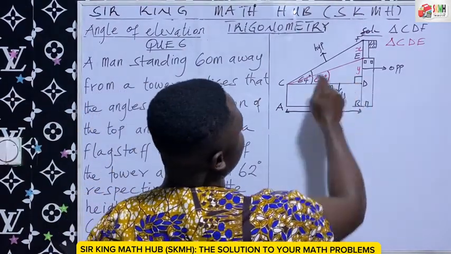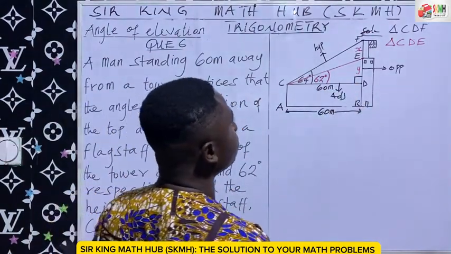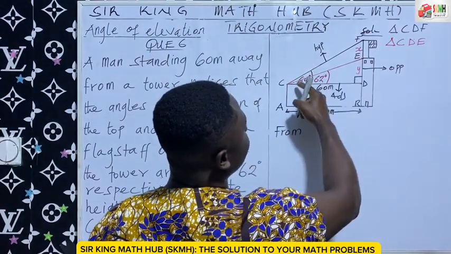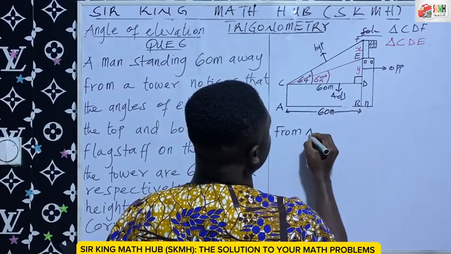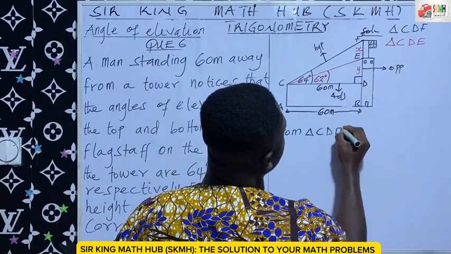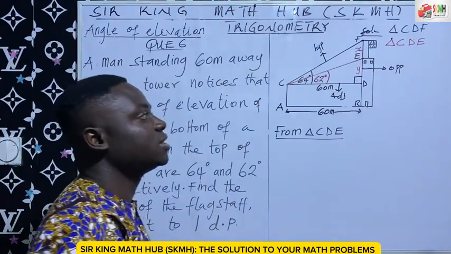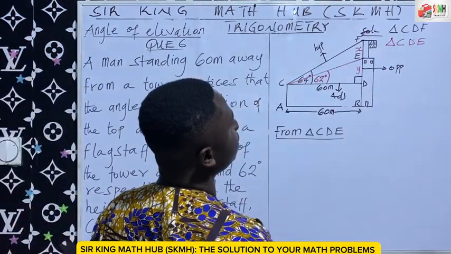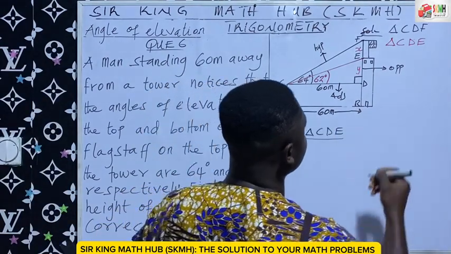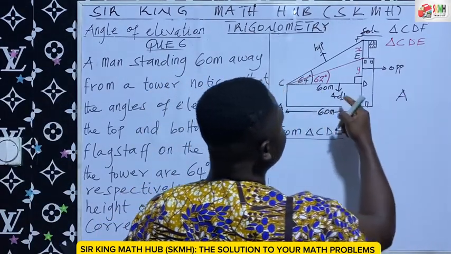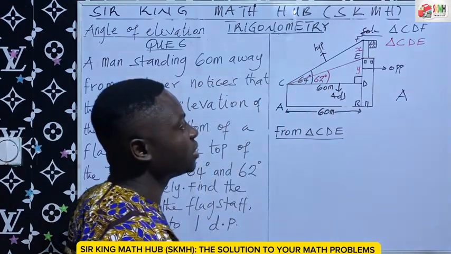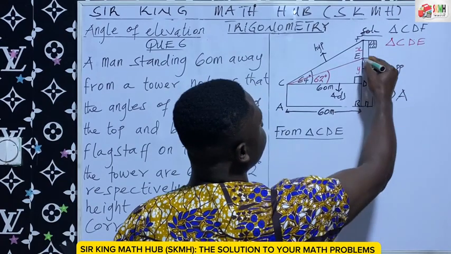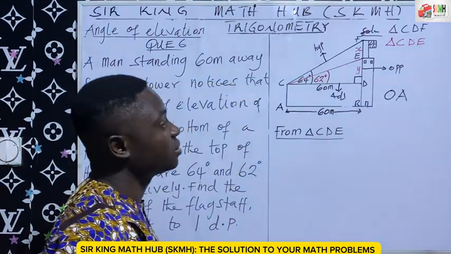So now let's focus on the smaller right angle triangle. We want to calculate for Y. So from the smaller right angle triangle, that is triangle CDE, we know the adjacent as 60 meters, and then we are looking for the opposite. We are looking for Y, which represents the opposite.